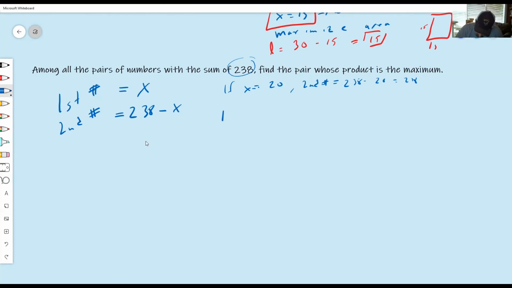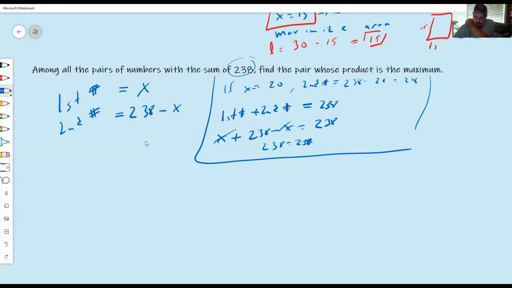So, right? First number plus second number should equal 238. We look at that, right? X plus 238 minus x equals 238. These will actually add a 0, so 238 equals 238. And this stuff right here in this box, it's more for illustration. You don't actually need it for the problem. What you need to be able to understand is how I chose x and then how to get 238 minus x. And that's what this box here is for.